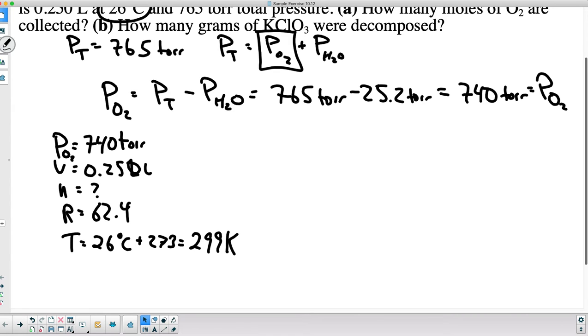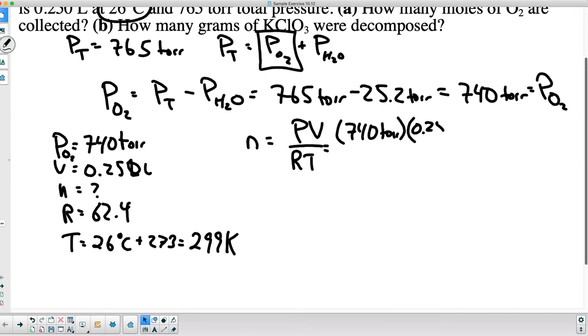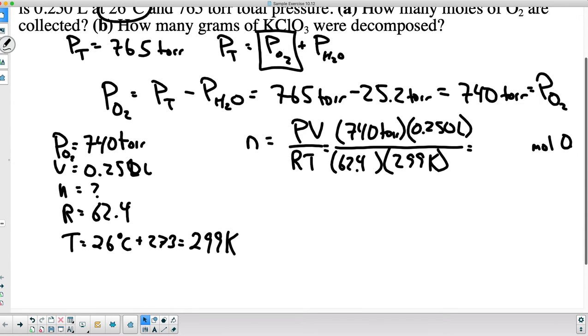So PV equals nRT, n equals PV divided by RT. I'm just going to simply plug in the stuff that we have. 740 is my new pressure. Volume is 0.250 liters. All of that is over R, which is 62.4, and then 299 Kelvin, like that. And what I'm going to be left with then is going to be moles of O2, like that.